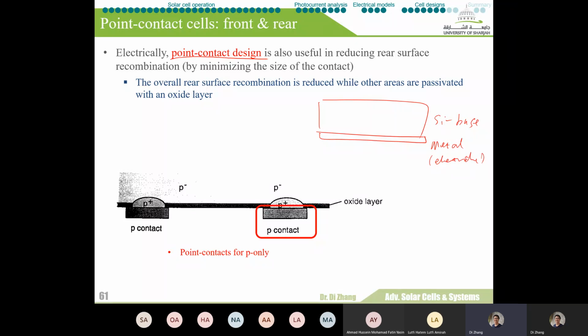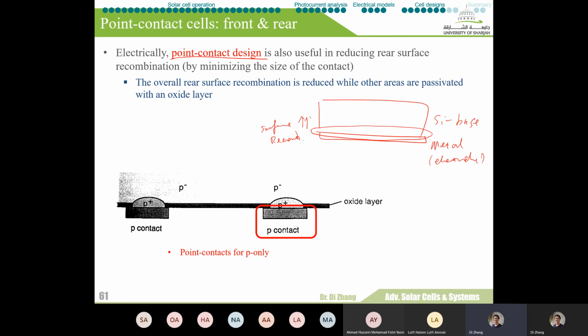But then the problem is that considering that we have a large area of surface termination here, the surface recombination on the back surface is going to be very high. It's going to be very high because you have a large area of open surface between the silicon and the metal. So considering this, we're going to see a lot of losses on the back side and also on the front side as well. How can we reduce that?